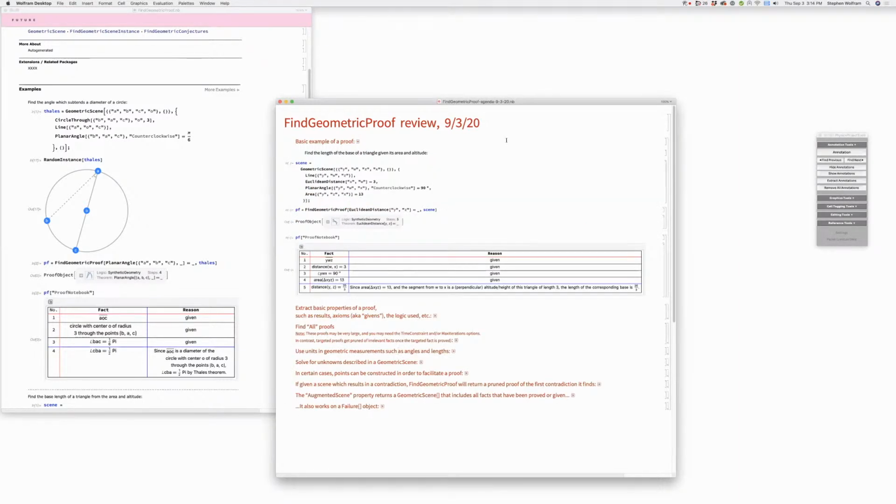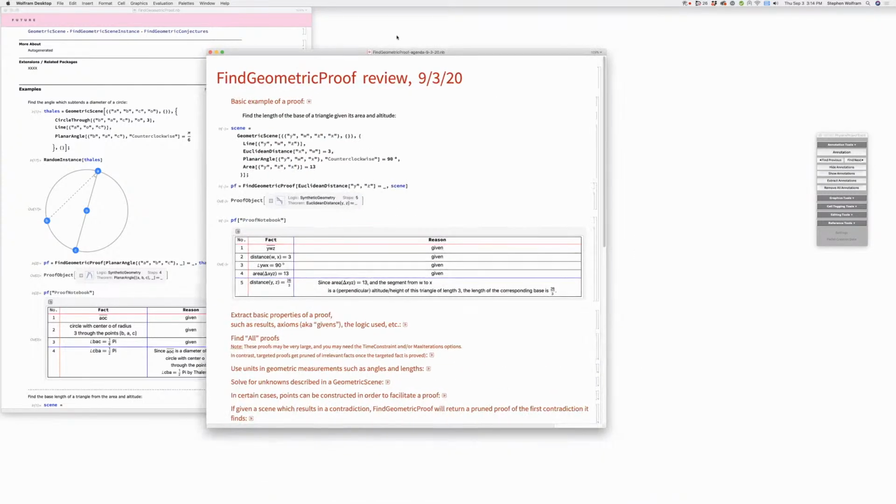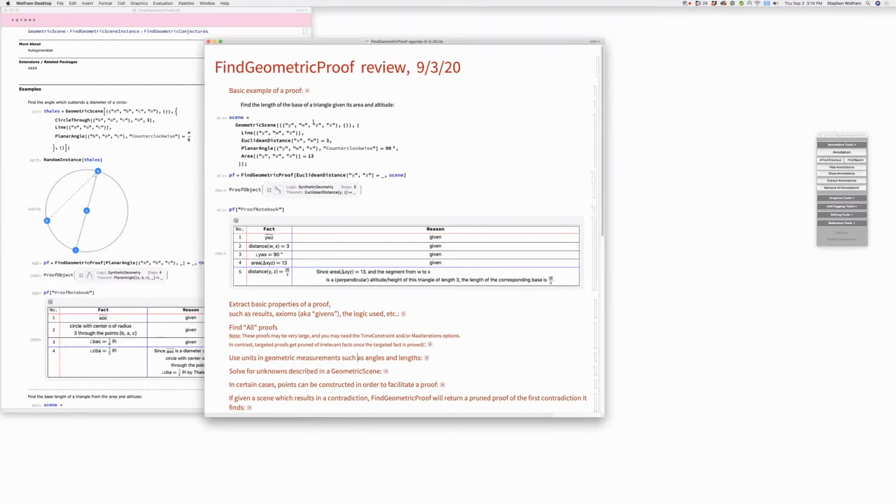All right. Find the length here. Let me make this a little bigger. Find the length of the base of a triangle given its area and altitude. So here's a geometric scene with a line, Euclidean distance, a planar angle, 90 degrees, and so on. Okay, FindGeometricProof.